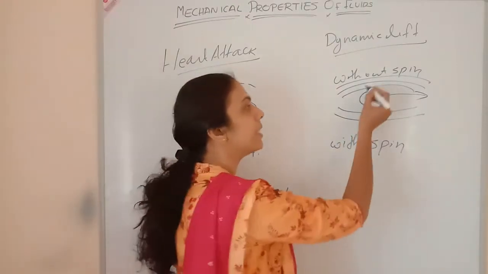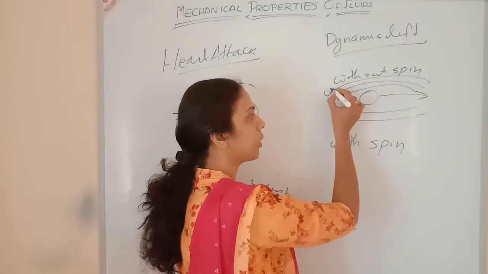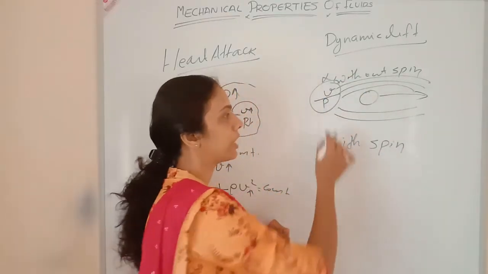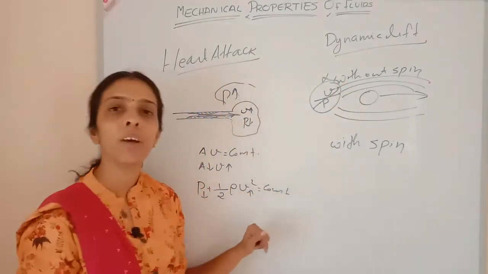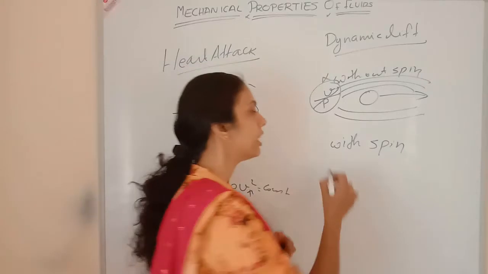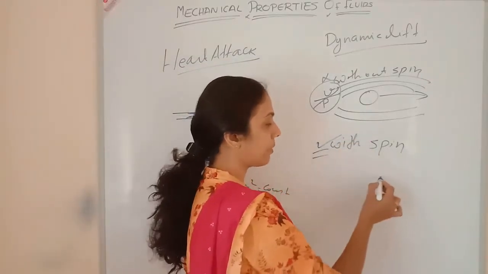Okay, so there is no variation in velocity or pressure over here. Variation of velocity or pressure won't be here in this case, if the ball is moving without spin. But if the ball is moving with spin, what will happen?